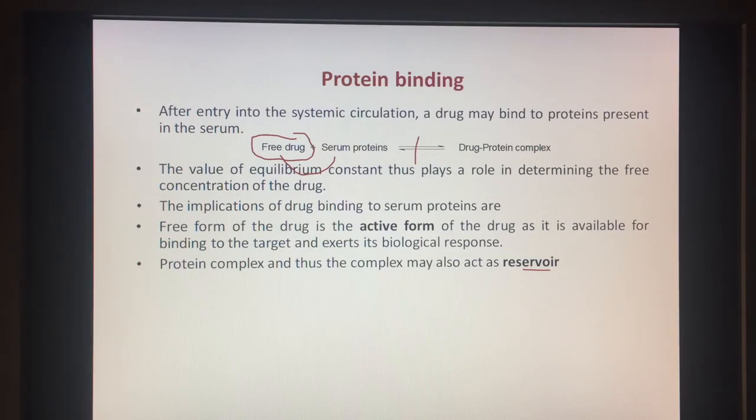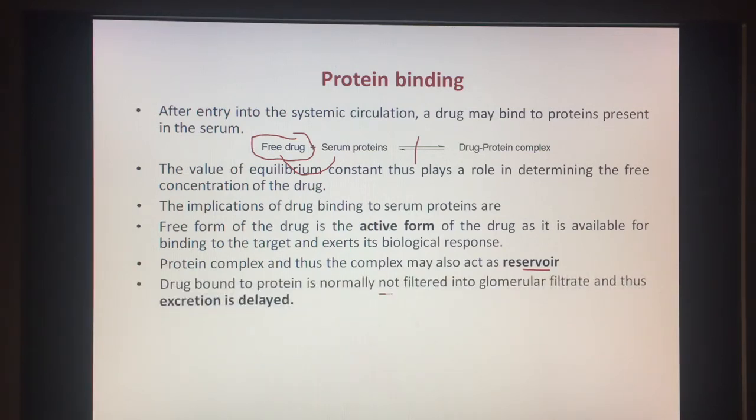Another important implication of protein binding is that because of protein binding, the drug is not normally filtered into the glomerular filtrate, and thus the excretion is delayed. We will see later when we discuss the renal excretion of a drug that renal excretion is one of the most common and major excretion pathways, and the drug that is bound to protein is normally not filtered into the glomerular filtrate, and thus the excretion is delayed.